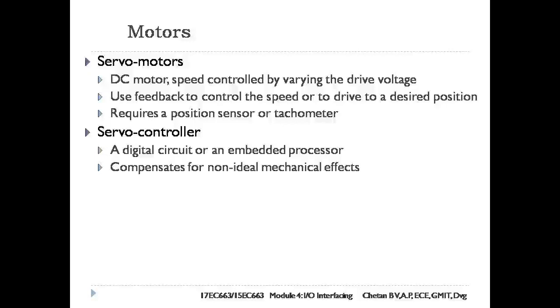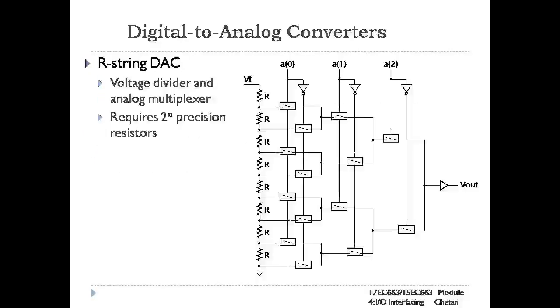Next topic is digital to analog converters. A digital to analog converter or DAC takes a binary encoded number and generates a voltage proportional to the number. The voltage can control analog output devices such as servo motors, loudspeakers, etc. One of the categories of DAC is R-string DAC. This is one of the simplest forms of DAC.